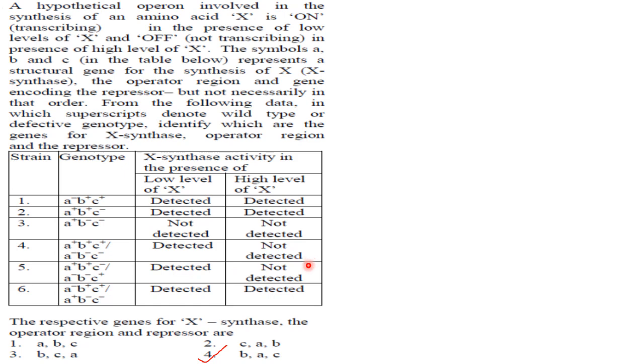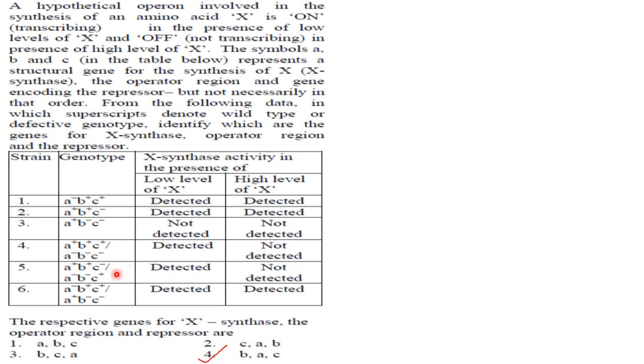Then next one, strain 5, A plus B plus C minus, A minus B minus C plus, detected and not detected at high levels. So repressor is trans-acting. If C is the repressor, then at higher levels of X, no activity will be detected. So C could be the repressor as per strain 5.